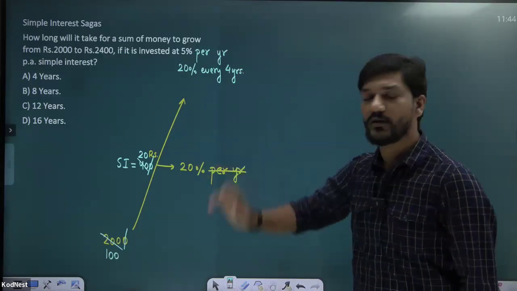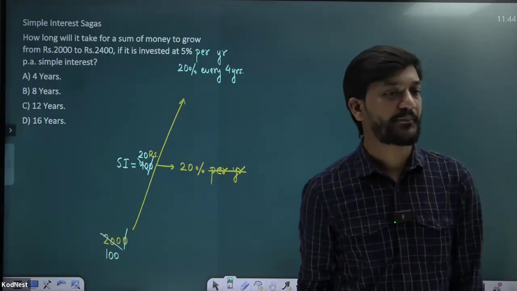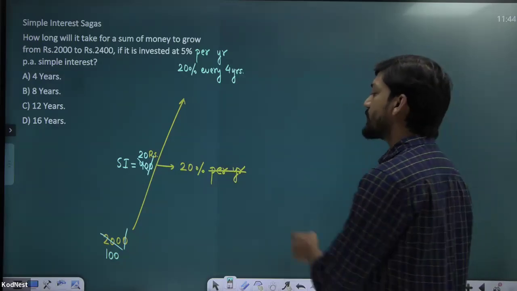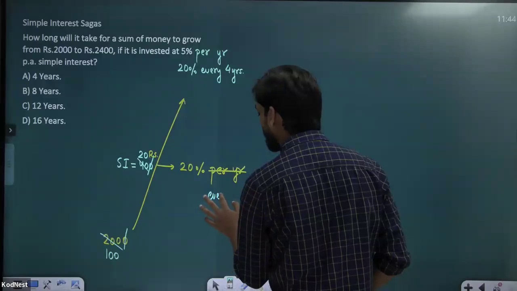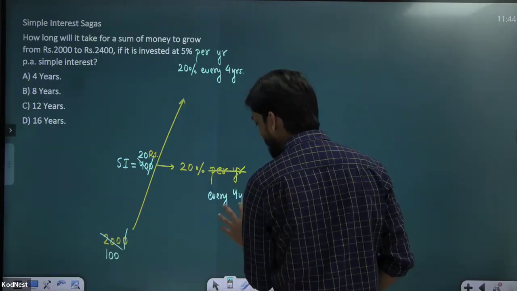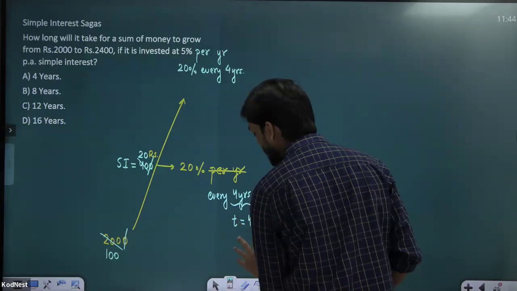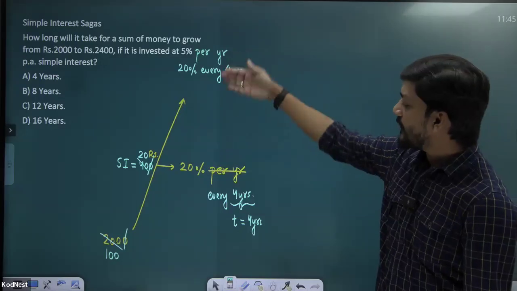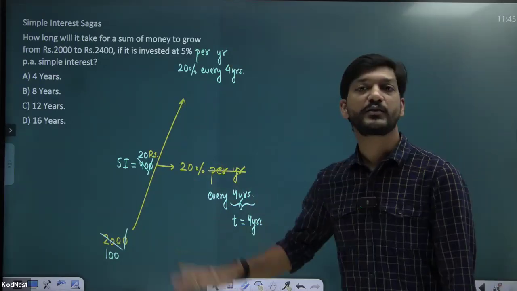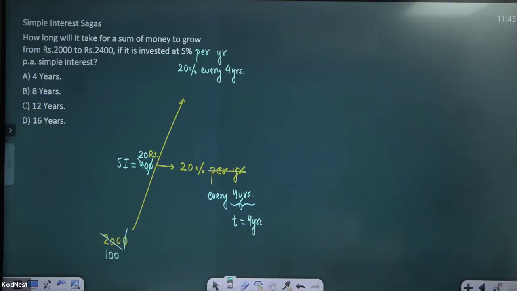I'm not saying 20% is wrong. I'm saying 20% per year is wrong. 20% is right, but you can say 20% every 4 years. So that's how the time is 4 years. All right, so 20% means 5 into 4, so time is 4 years. That's why it is 20%. Understood or not? Please confirm this. Carefully see, please.